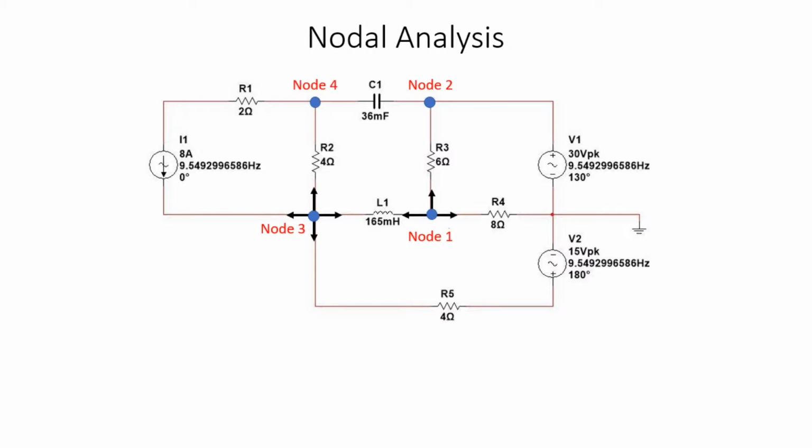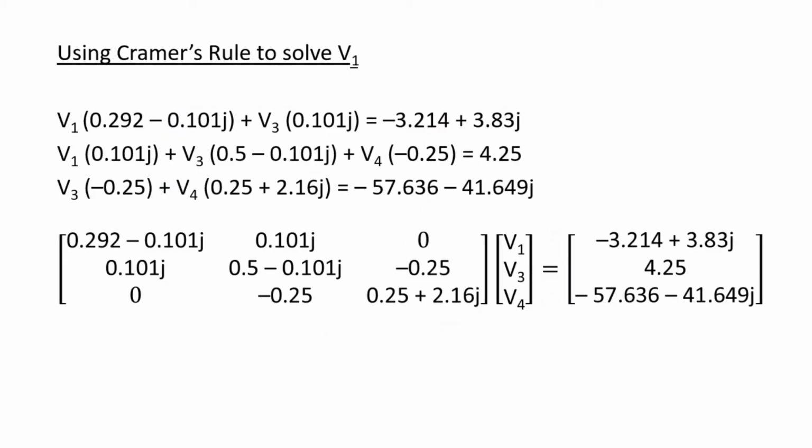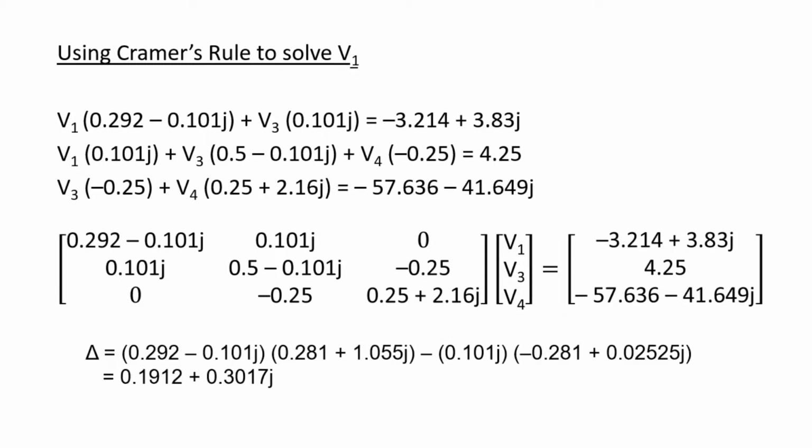The last node is node 4. The equation shown is for node 4. Then, we use Cramer's rule to solve the linear equations of the nodes to find V1, because V1 is the voltage across R4. First of all, find the determinant of the coefficients, which is the answer shown below.